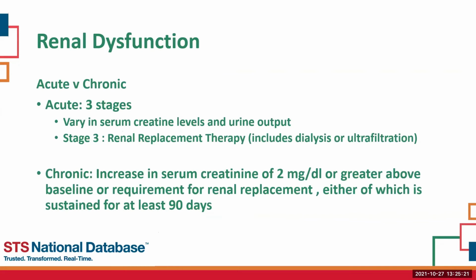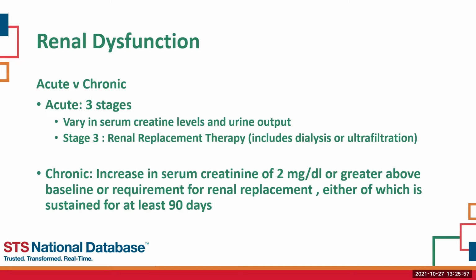And next, we'll review our renal dysfunction. This is its own form now, so it's a separate form. You'll see it on Friday. We have acute versus chronic now. The acute has 3 stages, and they vary in your serum creatinine levels and your urine output, but they're very specific. Stage 3 for acute is renal replacement therapy, and that includes dialysis or ultrafiltration.